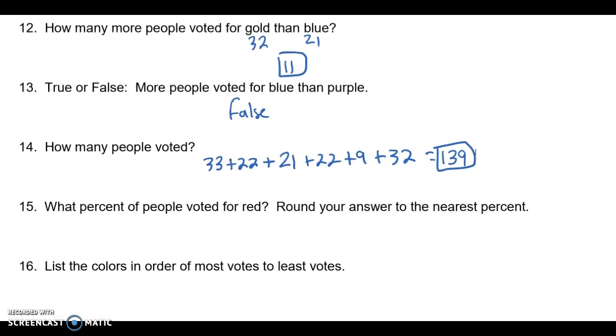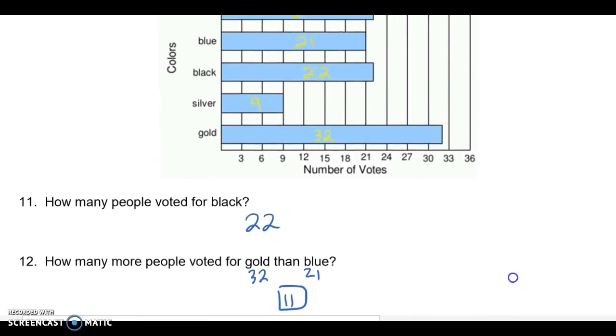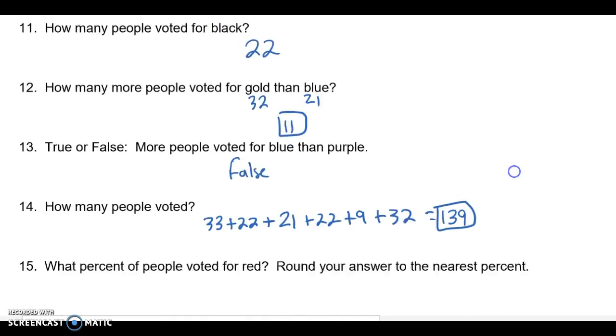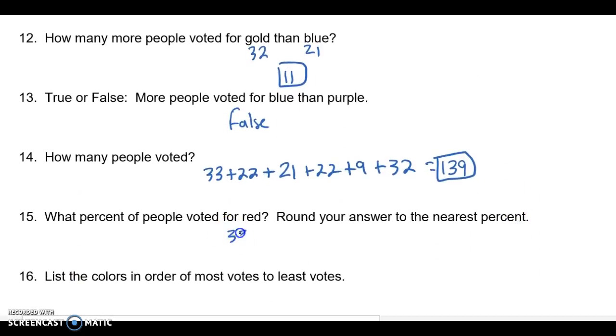And what percent of people voted for red? So we know we have 139 total. Red was 33 people. So we're going to take 33 out of 139 and find out what that is as a decimal. But we want it as a percent, so we'll convert that. So this would be 0.2374. If we're going to change that to a percent, we're going to multiply that number by 100. So it'd be 23.74%. Directions say round to the nearest percent, so we're going to call it 24%.